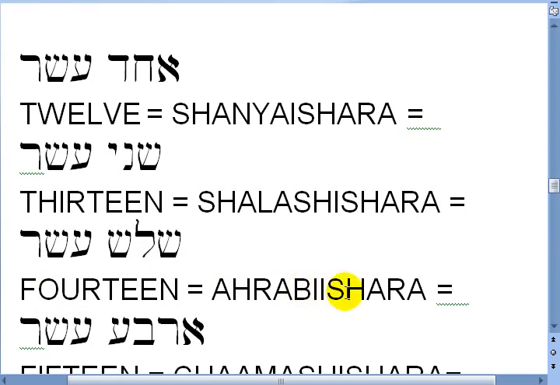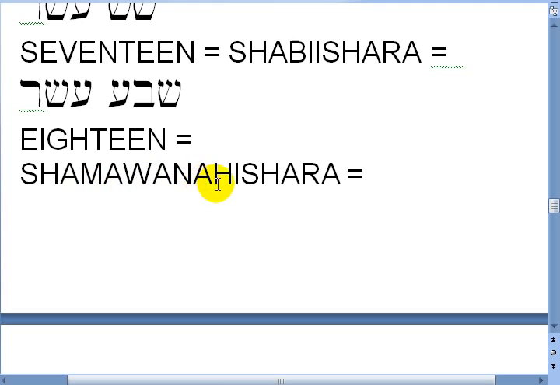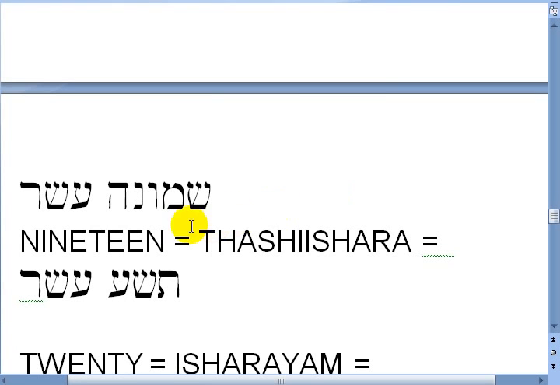14 is Arabai Aishara. 15, Chamash Aishara. If you go back up, you'll see that 5 is Chamash, and then Aishara is 10. 16 is Shasha Aishara. 17 is Shabai Aishara. Shabai is 7, Aishara is 10. 18 is Shamawana Aishara. Shamawana 8, Aishara 10, which makes it 18. 19 is Thashai Aishara.